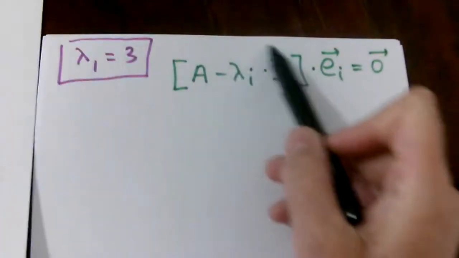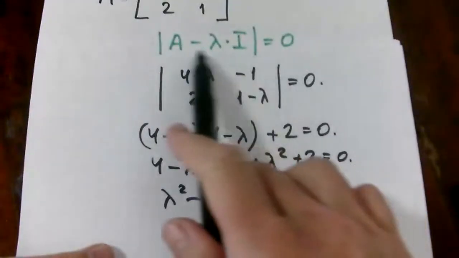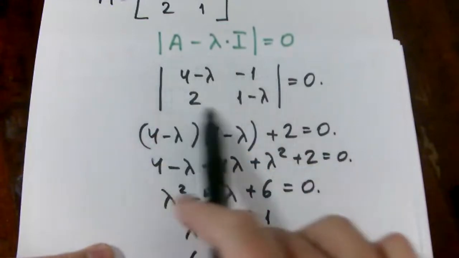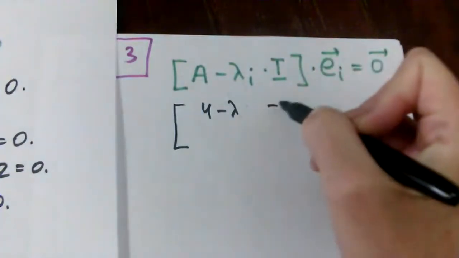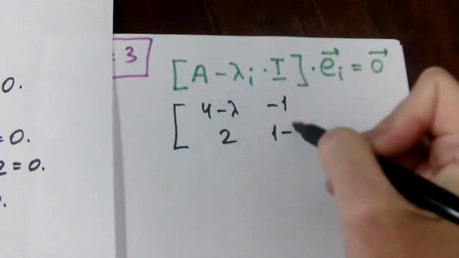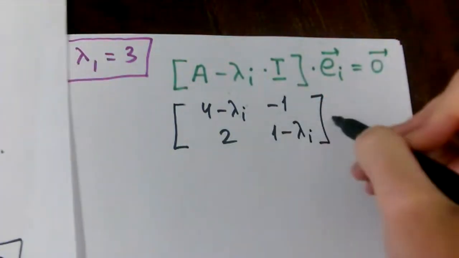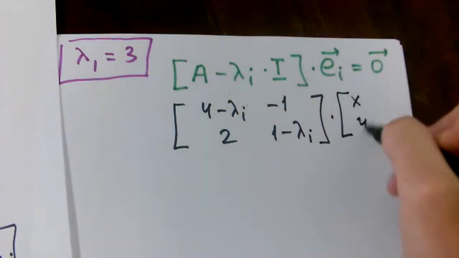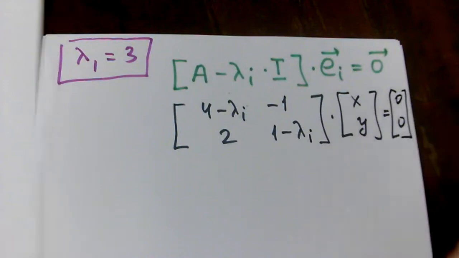Okay, so we already have this equation on the previous page. Look at this. This matrix inside the vertical bars is actually the matrix we need now. So I'm just rewriting it onto this page. It will be 4 minus lambda, minus 1, 2, 1 minus lambda. The only difference is that it's better to put I here. Then our eigenvector will have only two components this time, x and y. And finally it is equal to the vector 0, 0.